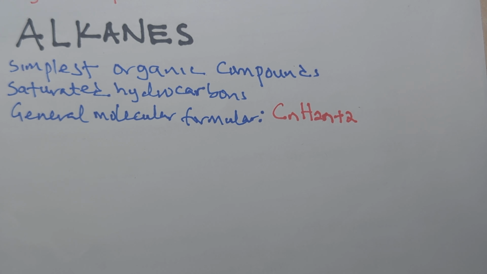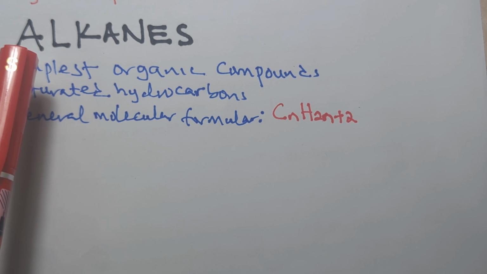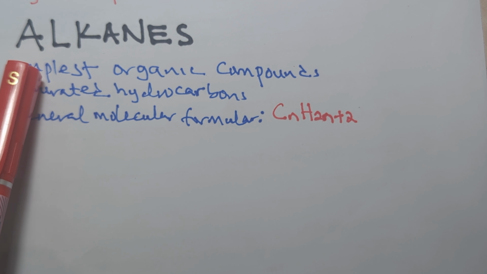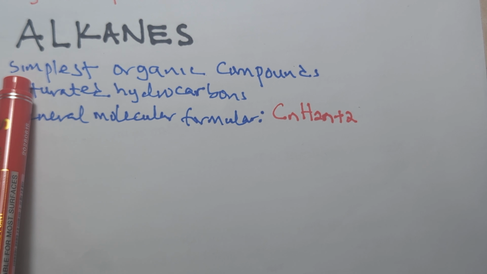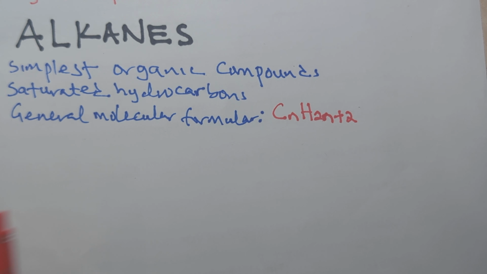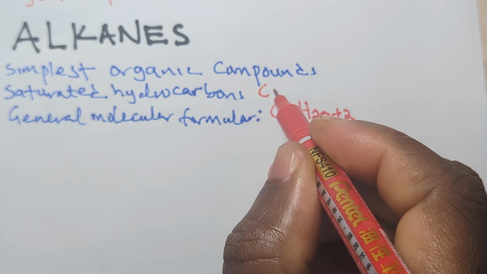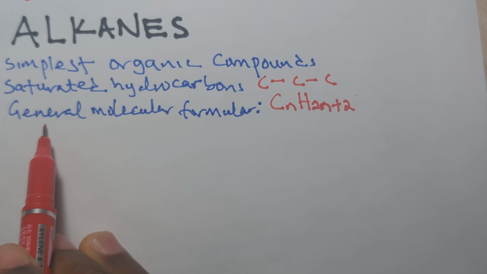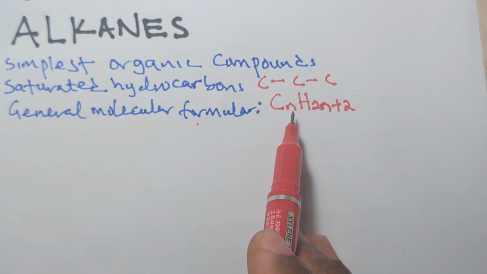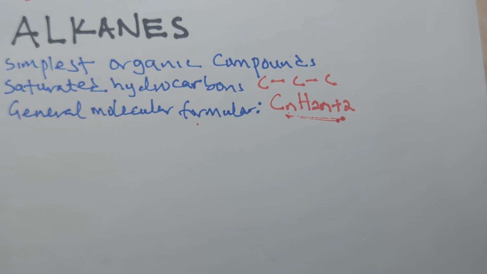So in this video, we'll talk about alkanes, which are examples of hydrocarbons, aliphatic hydrocarbons. Alkanes are the simplest organic compounds. They are saturated hydrocarbons, meaning they have carbon-carbon single bonds, and they have the general molecular formula of CnH2n+2. This is the general molecular formula.